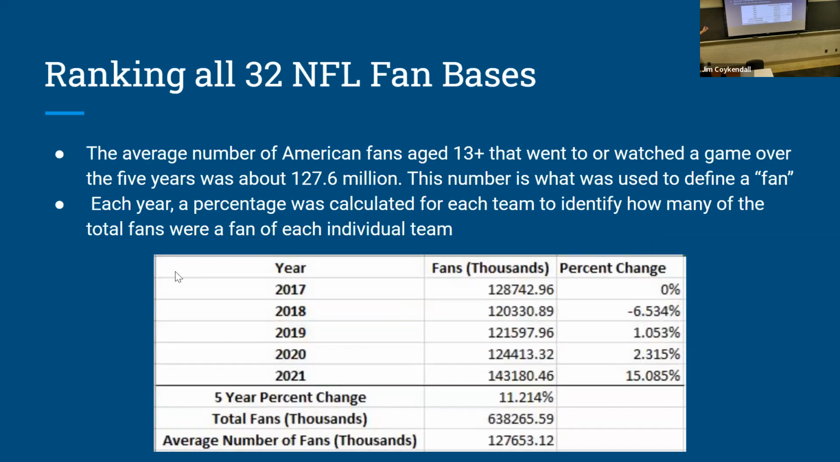So the average number of American fans aged 13 plus that went to or watched the game over the 5 years was about 127.6 million. That number is what we use to define a fan. Then each year, a percentage was calculated for each team to identify how many of the total fans were a fan of each individual team.